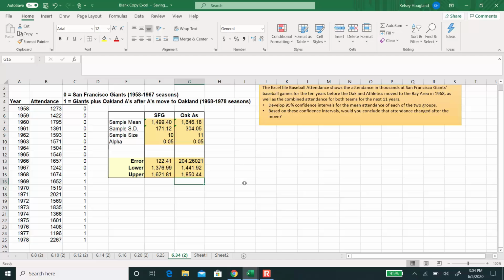So for the San Francisco Giants before the A's, it's 1,076 to 1,621. And then after the A's moved to Oakland, it's 1,441 to 1,850.